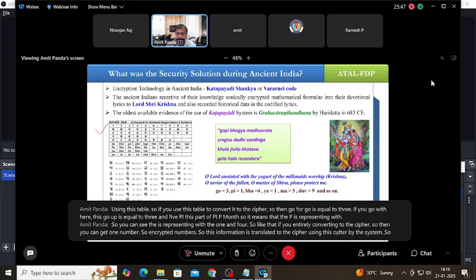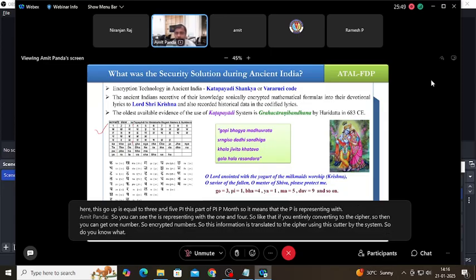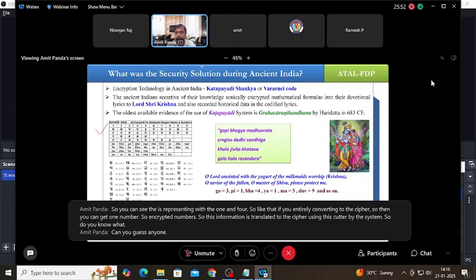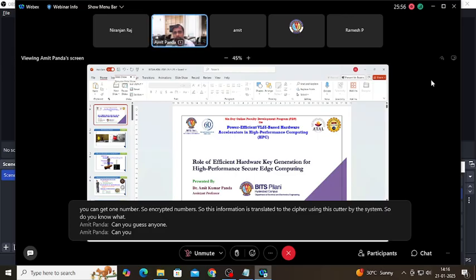Do you know what this number is? Can you guess, anyone? Can you guess this number? What is this number?